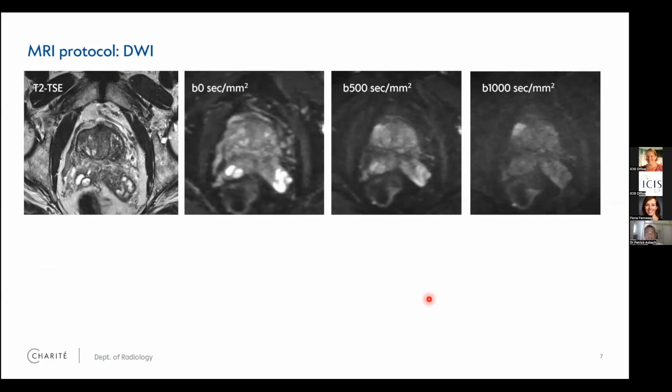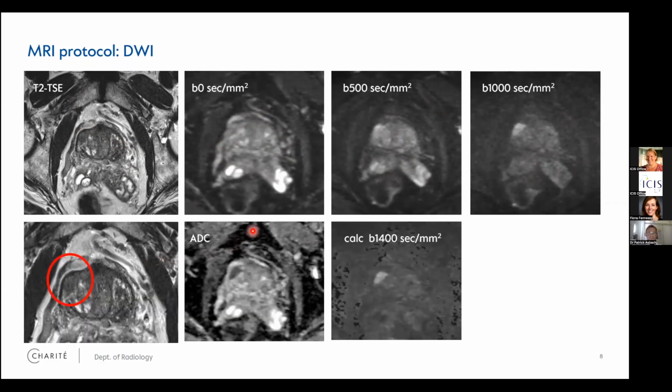The second MRI sequence is obviously the diffusion-weighted sequence. Again, this is a T2, and what we do is we acquire a low b-value of 0 to 100, an intermediate b-value of around 400 to 600, and then a high b-value of about 800 to 1,000. And then we compute the ADC map and calculate a high b-value image, which is shown here. So this is the crucial sequence for prostate MRI.